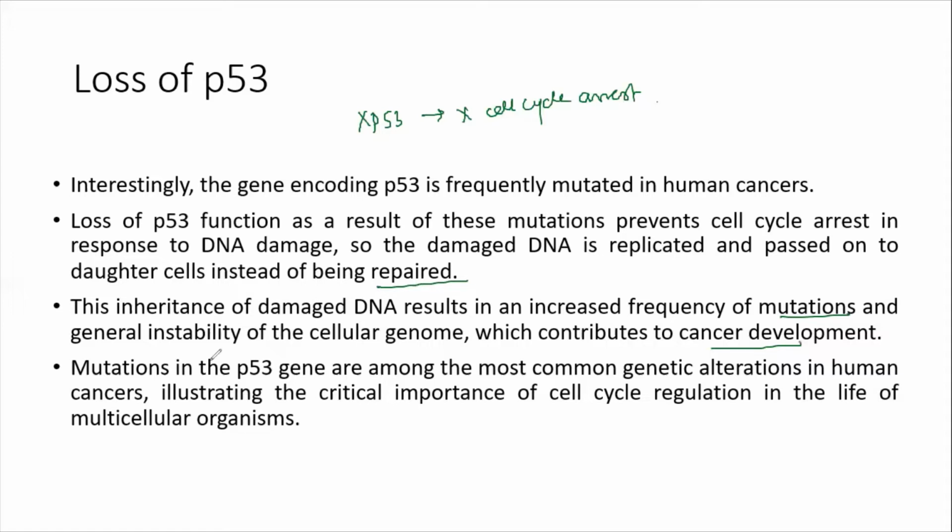So, mutations in the p53 gene are among the most common genetic alterations in human cancer, which illustrates the critical importance of cell cycle regulation in the life of a multicellular organism. So, हमें पता है कोई भी चीज म्यूटेट होता है तो इवेंचुअली वो कैंसर में ही लीड होता है.